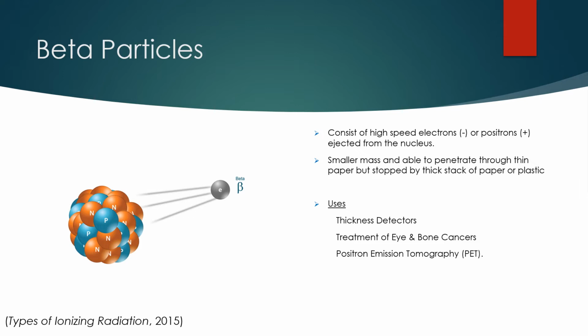So when it comes to the uses of beta particles, we see it in thickness detectors for the quality control of thin materials such as paper. We also see it in the treatment of eye and bone cancers, and we also see it being used for positron emission tomography, also known as PET scans.